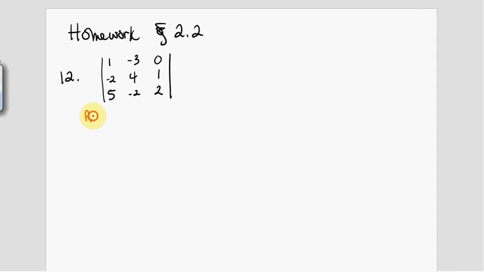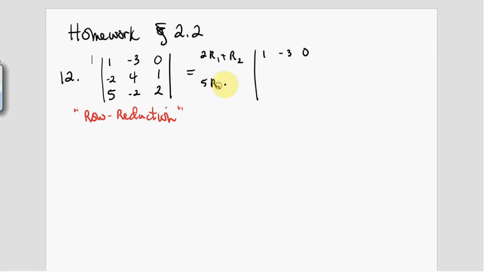So here, we find the determinant by row reduction. So I'm going to take this 1 to get a 0 where that negative 2 is. And so this is 2 times row 1 plus row 2. And then also we'll say 5 times row 1 plus row 3.